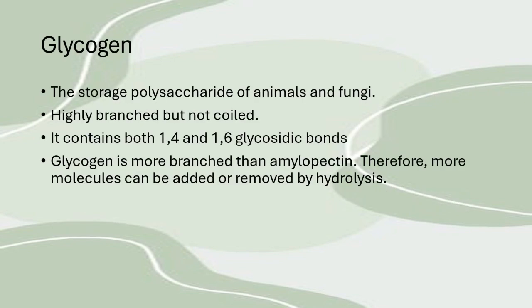So now glycogen, the storage polysaccharide of animals and fungi, and it is highly branched and not coiled. It contains both 1,4 and 1,6 glycosidic bonds. Glycogen is more branched than amylopectin, therefore more molecules can be added or removed by hydrolysis.